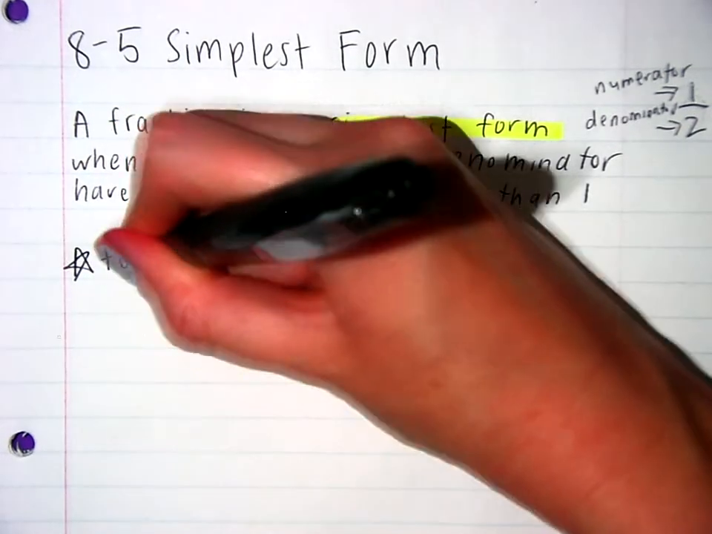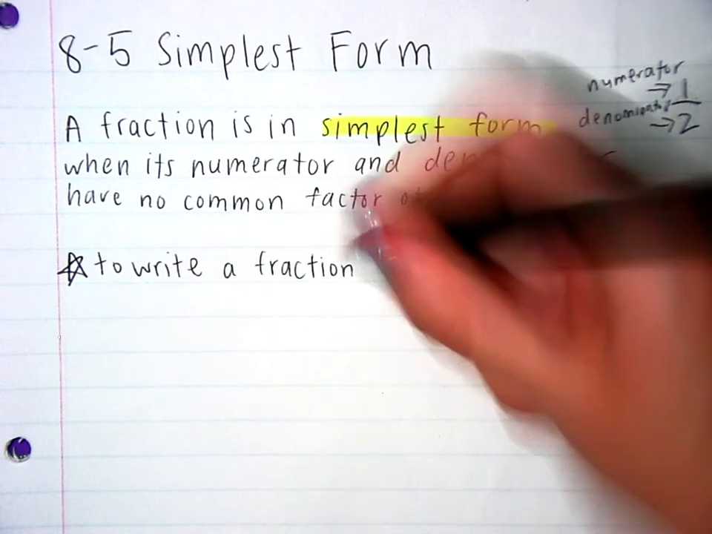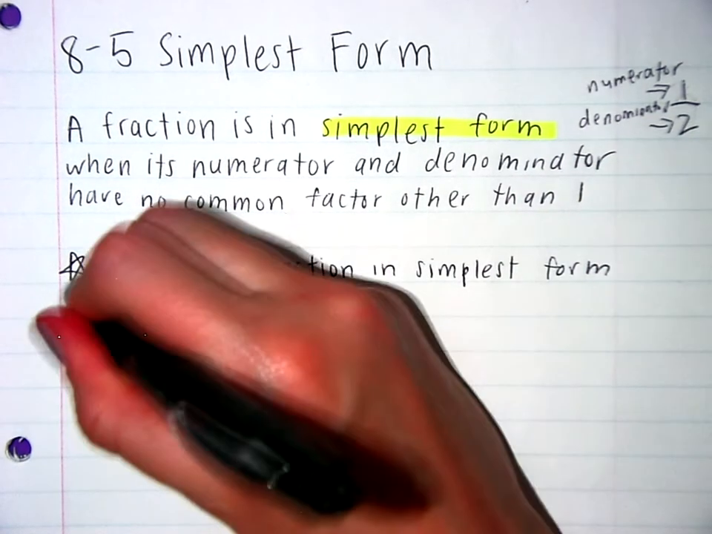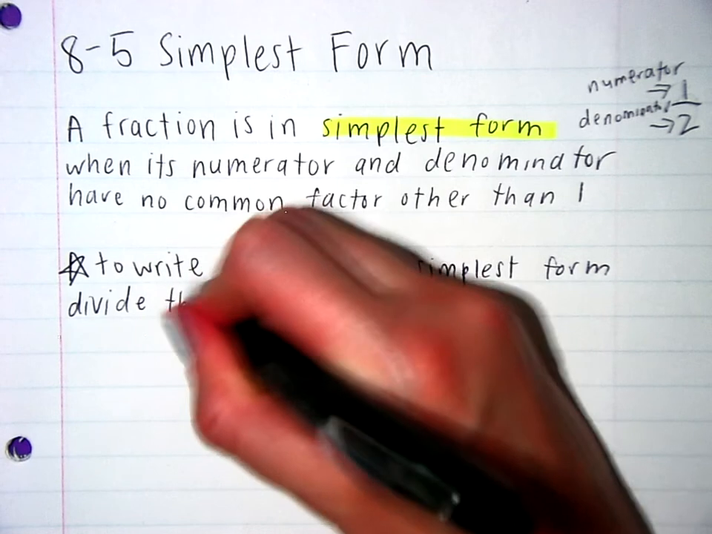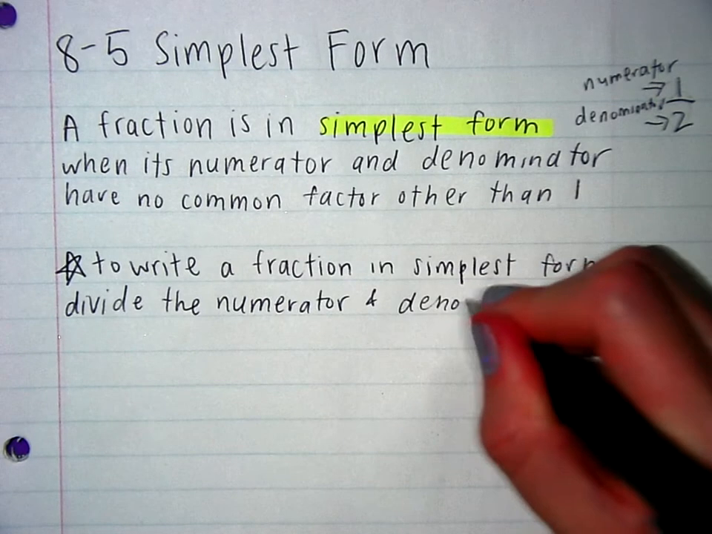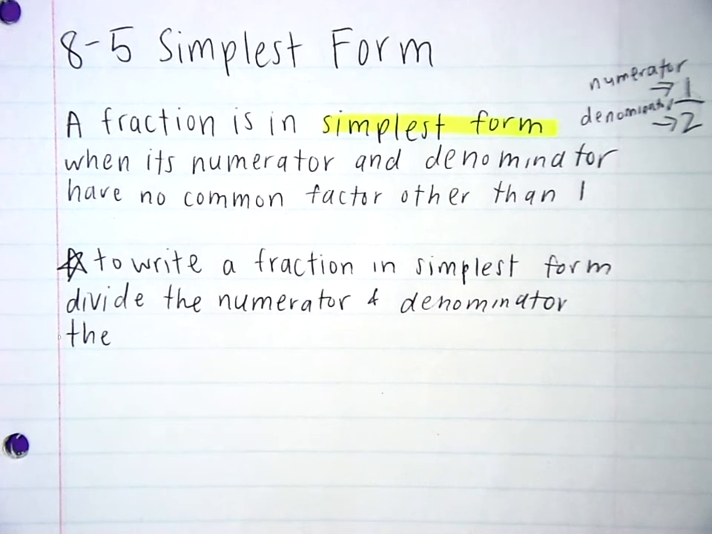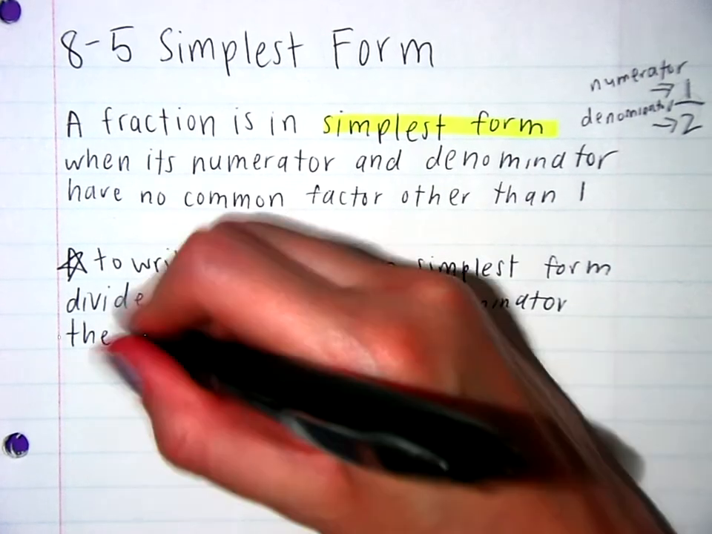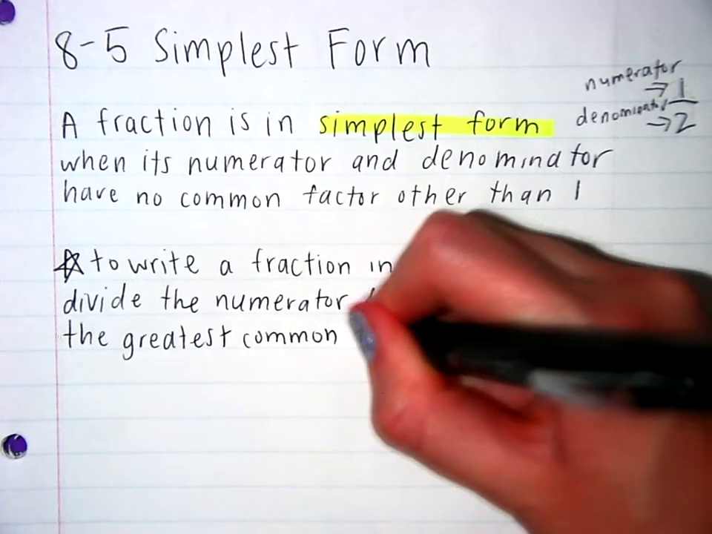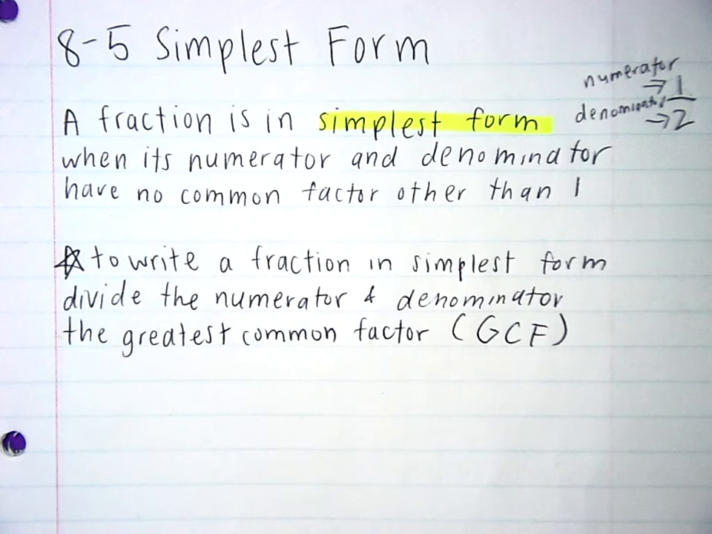So, to write a fraction in simplest form, you divide the numerator and denominator by the greatest common factor. And because I'm taking up too much room, I'm going to put in parentheses GCF, just an acronym to refer to the greatest common factor.